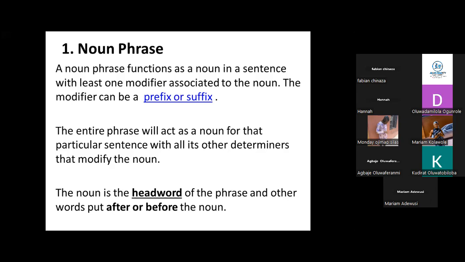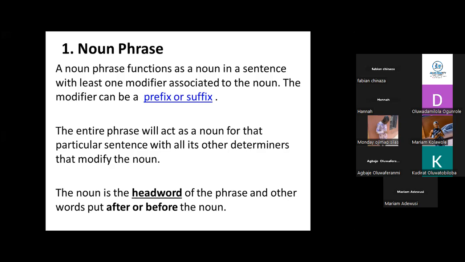It could be a thing that I can see with my eyes, that I can touch, that I can move from one place to another, or a thing that I can imagine in my mind or in my head. So now, as much as we have a noun as a part of speech, we have a particular type of phrase that is called a noun phrase.